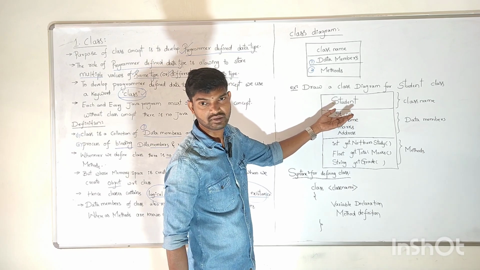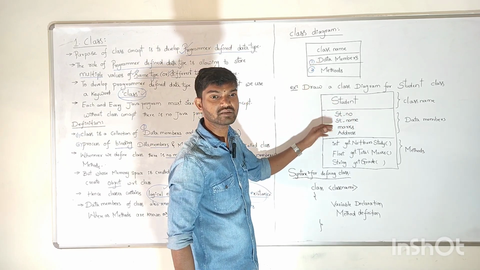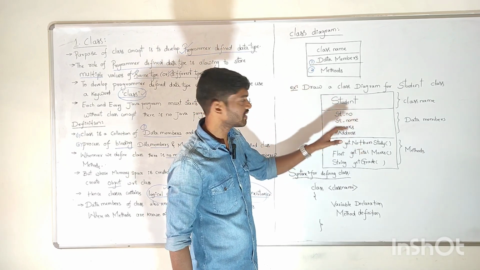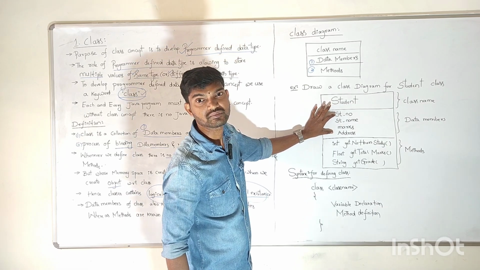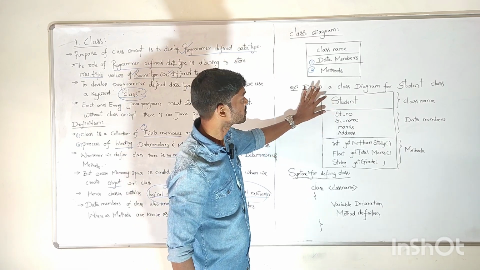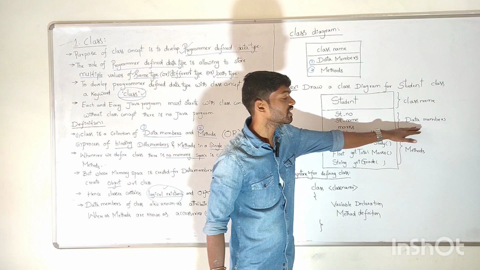A student definitely has a roll number, a name, some marks, and an address. These types of variables are simply called properties of the student. So these properties are simply called data members.